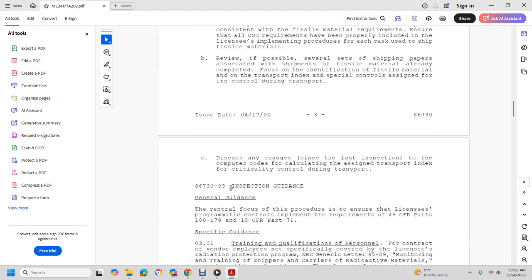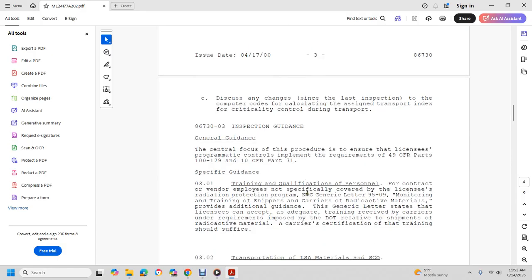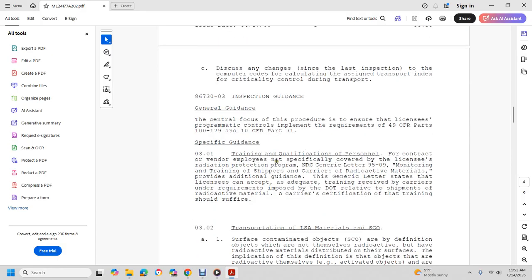Alright, 86730.03 inspection guidance, general guidance with the certain focus: proceed to ensure the license of the programmatic control of the implementation requirements of Title 49 CFR Parts 100 through 179, Title 10 CFR 171. Training and qualification of personnel of the contract vendors employed, specifically covered from the license of the radiation protection and NRC general letter 95-09, monitoring training with the shippers that carry the radioactive material, will provide additional guidance. General letter states the license can accept as adequate training received by carriers under the requirement with relation to the shipments of the radioactive material, the carrier certification over the training, which should suffice.